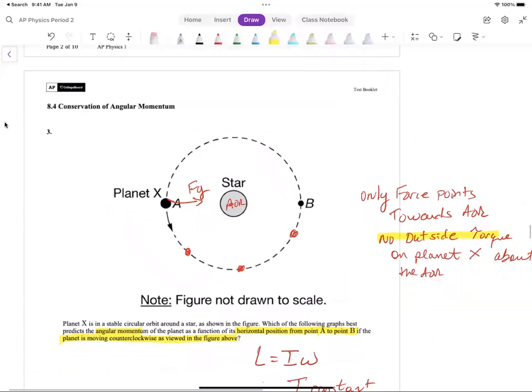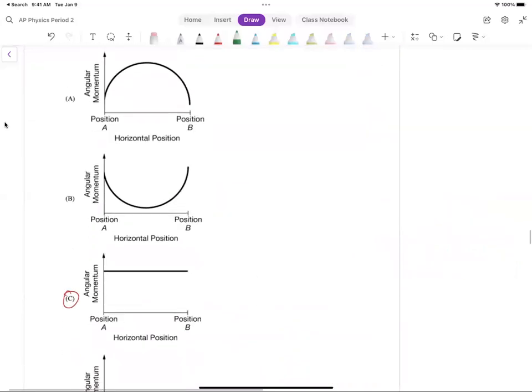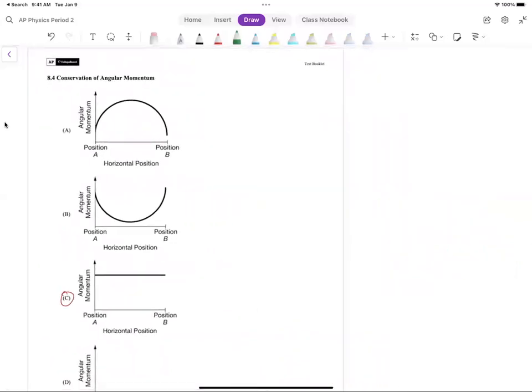And they want to know what graph predicts the angular momentum of this planet as it travels from point A to point B. Well, if there's no outside torque, then I cannot change angular momentum. Again, torque times time equals change in angular momentum. The net torque is 0, so the change in angular momentum is going to equal 0. And the only graph that shows a constant angular momentum is C.